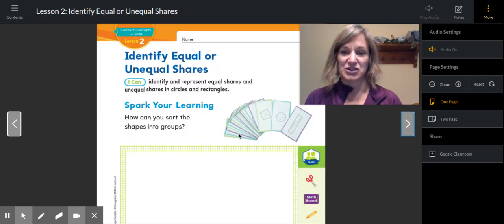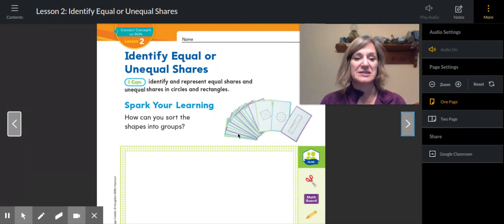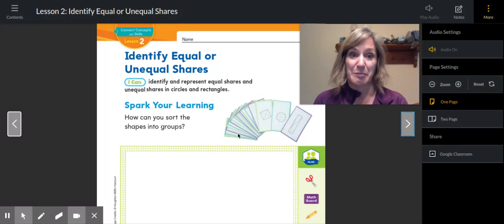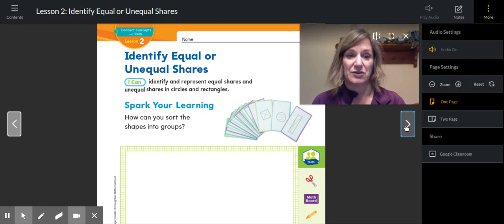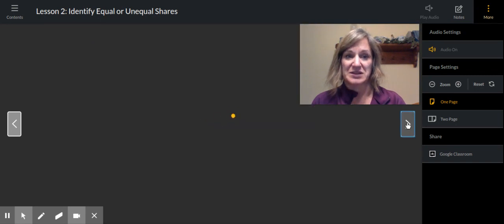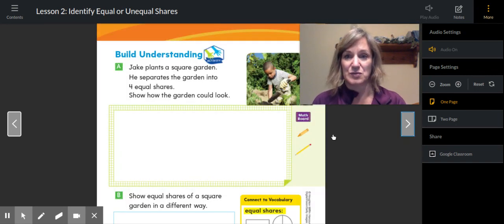So this lesson, we're actually going to skip this page, but I'll read the I can statement. This part is about fractions. So this is about equal parts. So it's really important that you know what the word equal is. And we've talked about it all year. Equal means the same as. And unequal means not the same. Un means not. So unequal means the pieces are not fair or not equal. Equal means they are. So I can identify and represent equal shares and unequal shares in circles and rectangles. So you can X out that page. We're skipping that page and we're going to move right on to the next one.